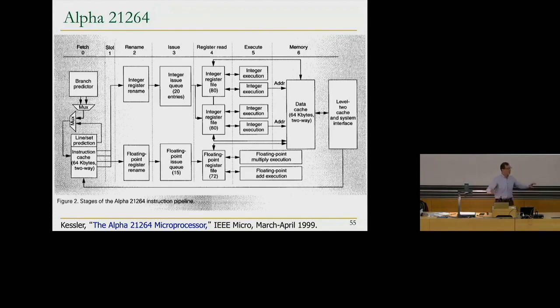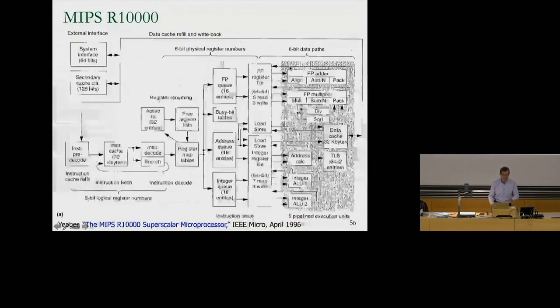They said this is too complex for us to design within the cycle time constraints. So we're going to design a four-ported register file and duplicate it and ensure that they remain consistent. That's why you have these two integer register files over here, so they can execute four integer operations. And that's the pipeline that they had. It's a relatively shallow pipeline.